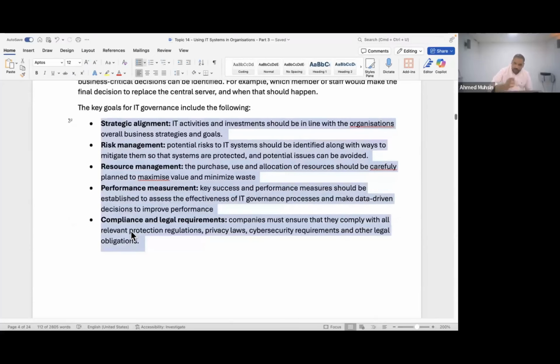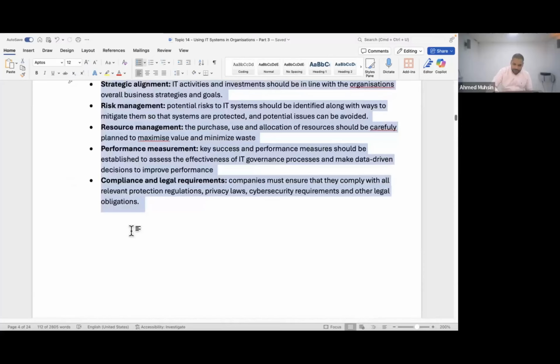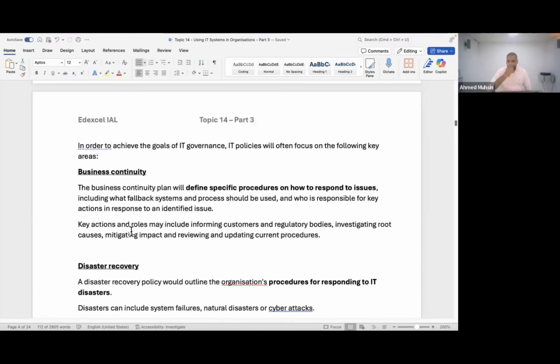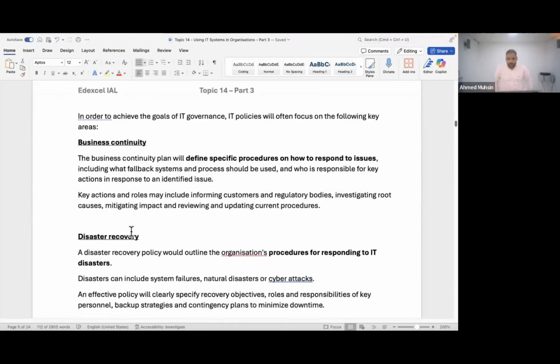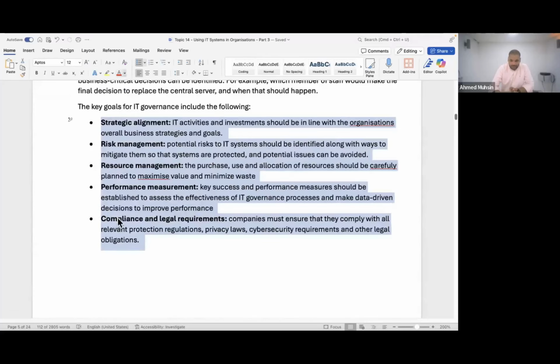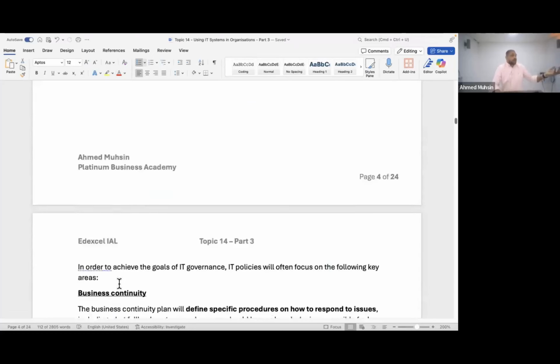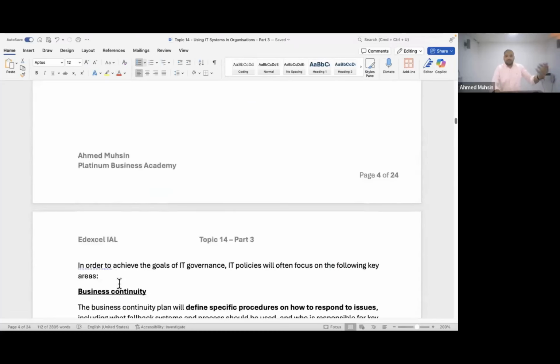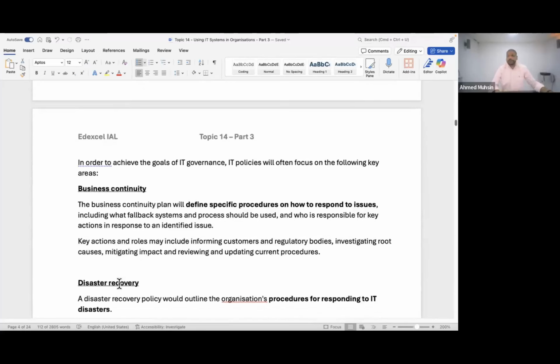Now, guys, in order to support these goals, read what I have said over here. In order to support these goals, which we just spoke about, we will have certain rules and regulations. What are these rules and regulations all about? We'll see. IT policies will often focus on the following key areas. IT governance focuses on this. IT policies are what? Rules and regulations, right? Rules, regulations, practices, methods, processes. Those are policies. All right, can you guys read the next one?